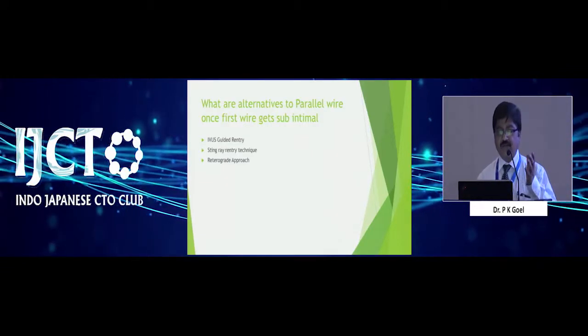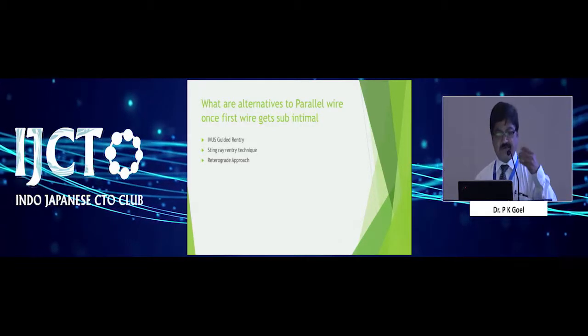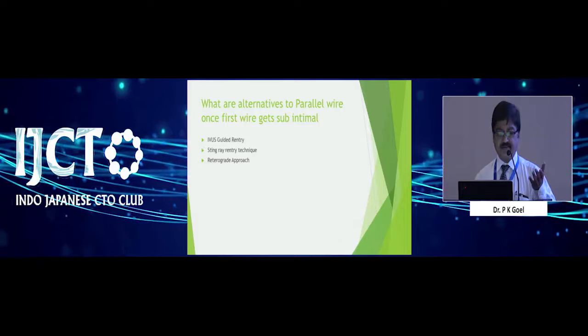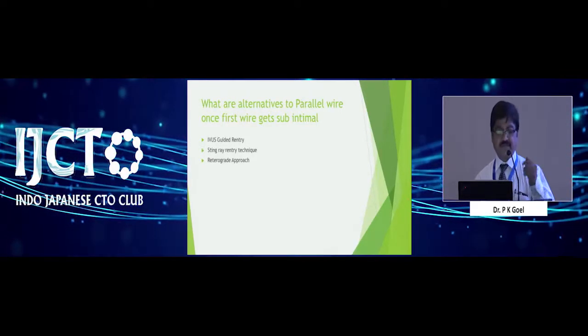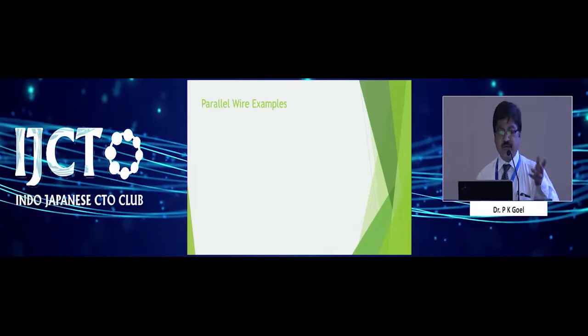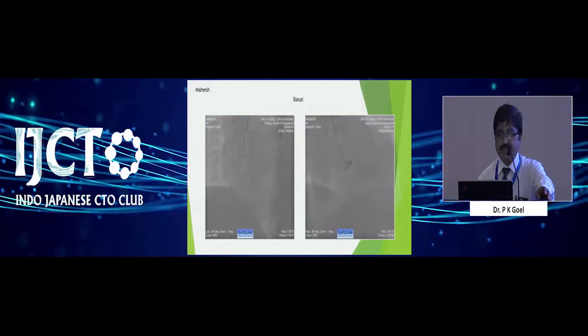So what are the alternatives to parallel wire once the first wire gets subintimal? You can either use IVUS guided reentry, Stingray approach, or retrograde. Well, Stingray, we just saw that. So I'll just show you a few examples of a classical parallel wire in CTO.